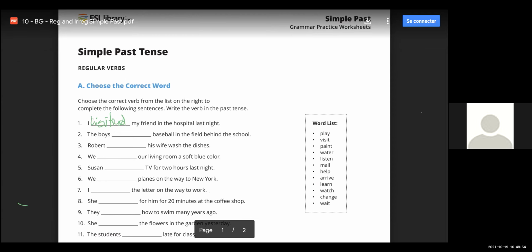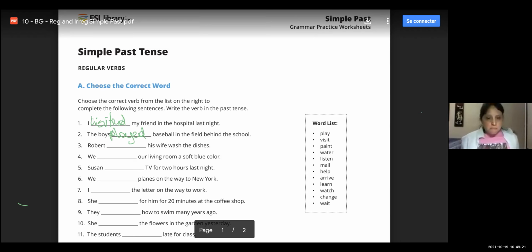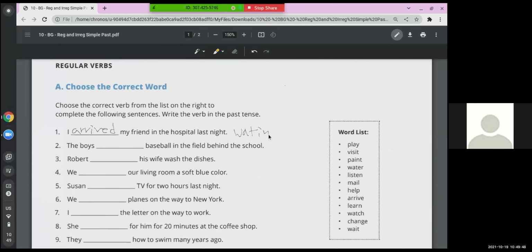Okay then. The boys played football in the field behind the school. Played. Okay. Robert helped his wife wash the dishes. Yes. Okay. We painted our living room a soft blue color. Wait. Please. You say waiting, my friend. I waited. Yes.